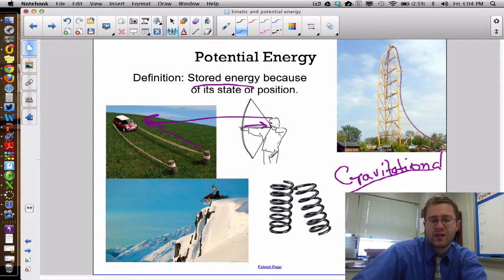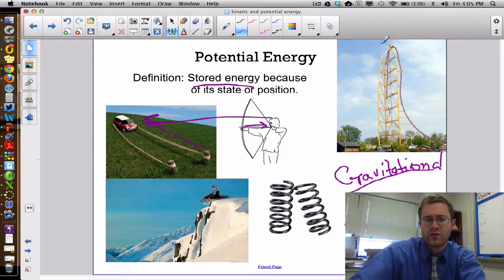Same thing with springs as well. The farther you compress the spring and then you let it fly, it's going to expand in size and let loose whatever its load is at the moment. So a jack-in-the-box or suspensions on a car are examples of potential energy too.